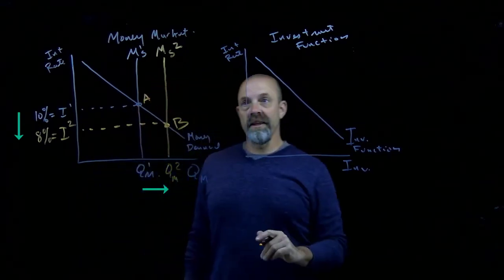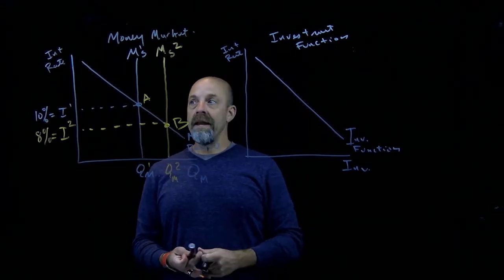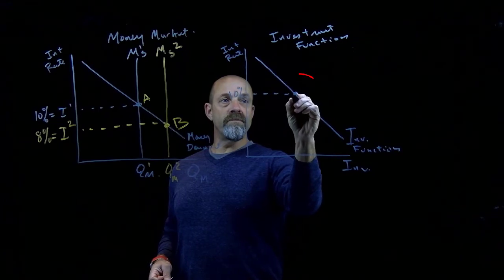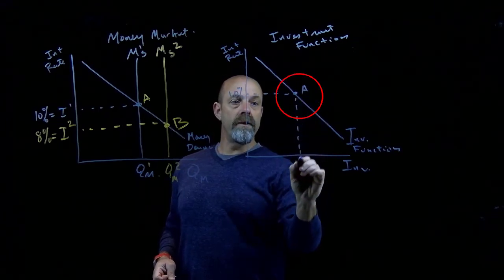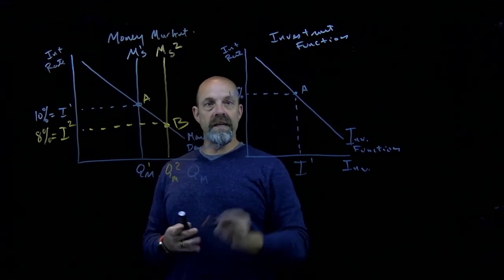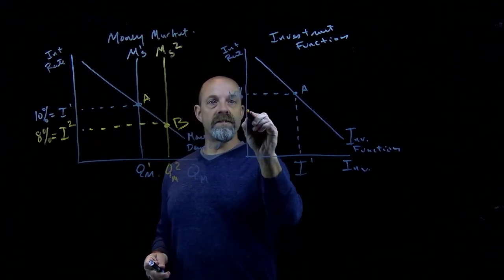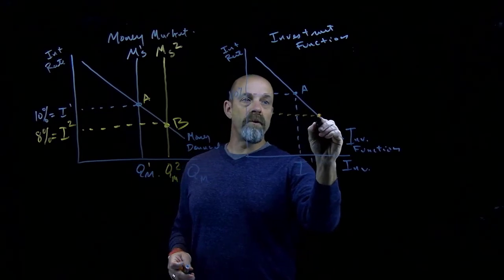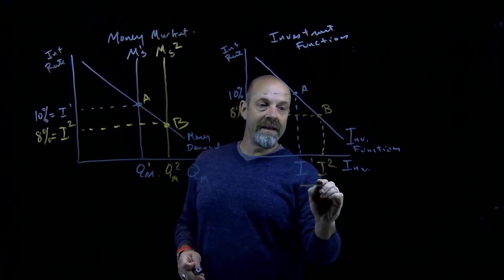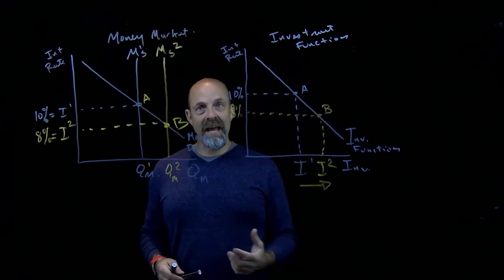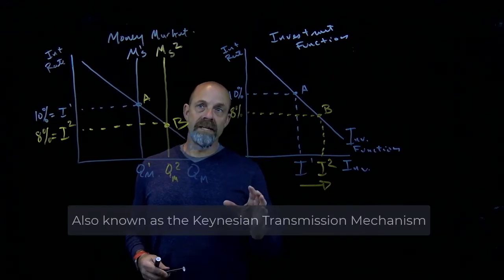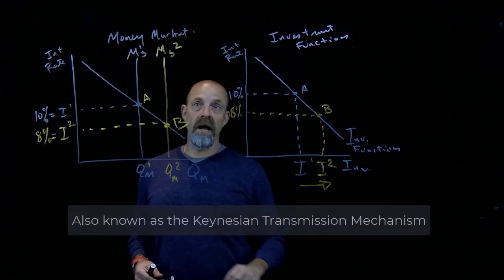So if we show this on the investment function, at an interest rate of 10%, the level of business investment is here at point A. A lower interest rate, 8%, incentivizes businesses to borrow money and expand their operations at a lower cost of borrowing money, thus expanding investment, thereby expanding the economy and increasing GDP. This is the basic premise of expansionary monetary policy.